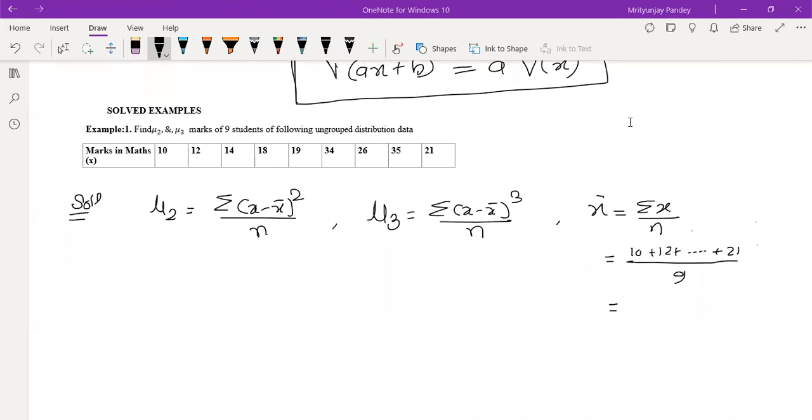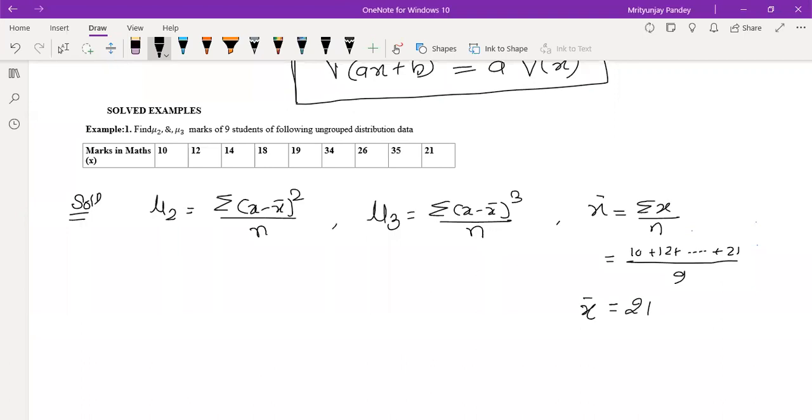But before that, just wait. Before that, you have to find value of x bar. Here x bar equal to summation x divided by n, where summation x is nothing but 10 plus 12 plus 14 plus 18 plus 19 plus 34 plus 26 plus 35 plus 21 whole divided by number of data, that is 9. So after adding all the value and divide by 9, we will get the value of x bar. Yes, tell me the value of x bar. 21. Okay. Right.